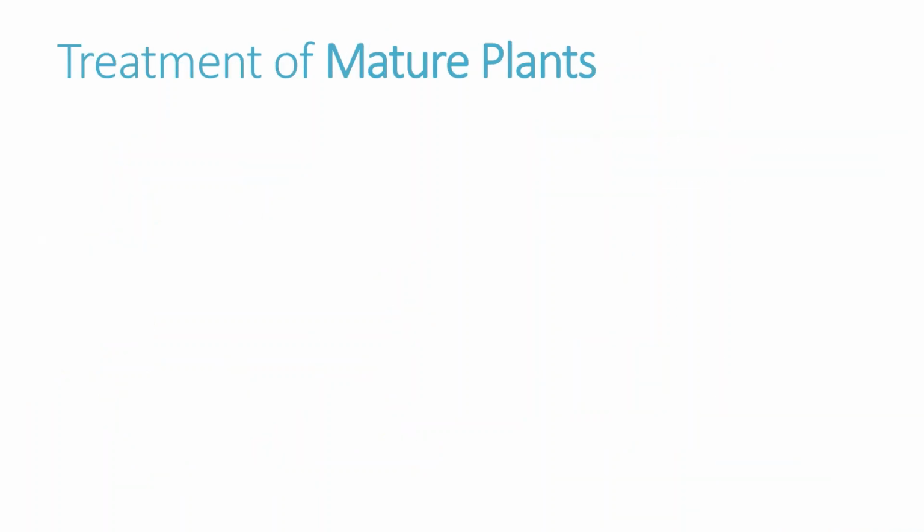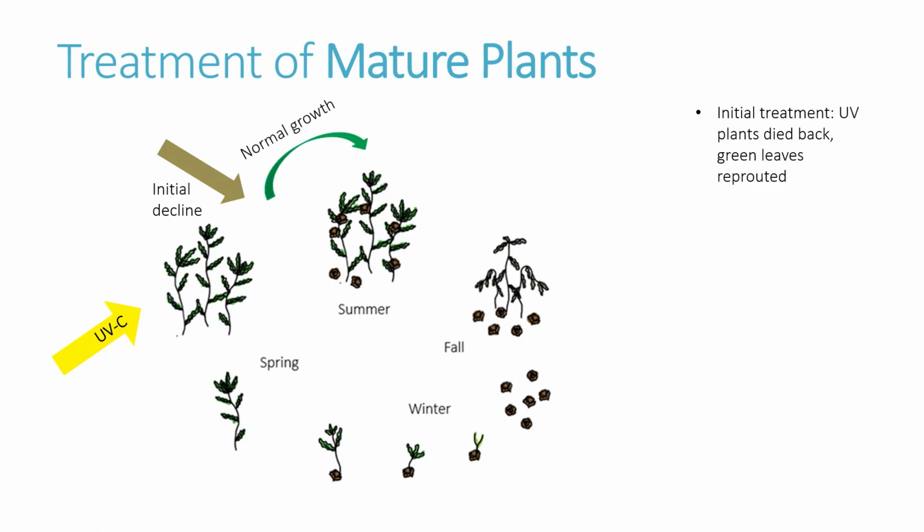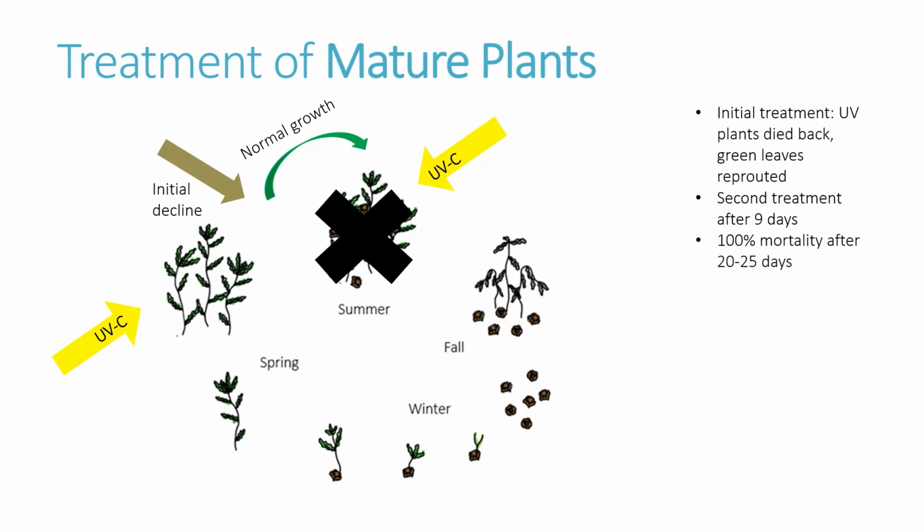We then treated mature plants. We saw the same initial decline in health, and then a period of resprouting, and then a second treatment was done 9 days later, after which we saw 100% mortality after 20 to 25 days.